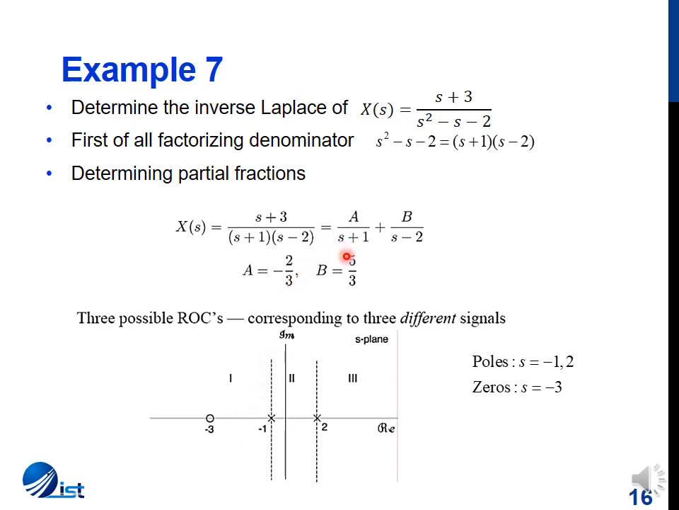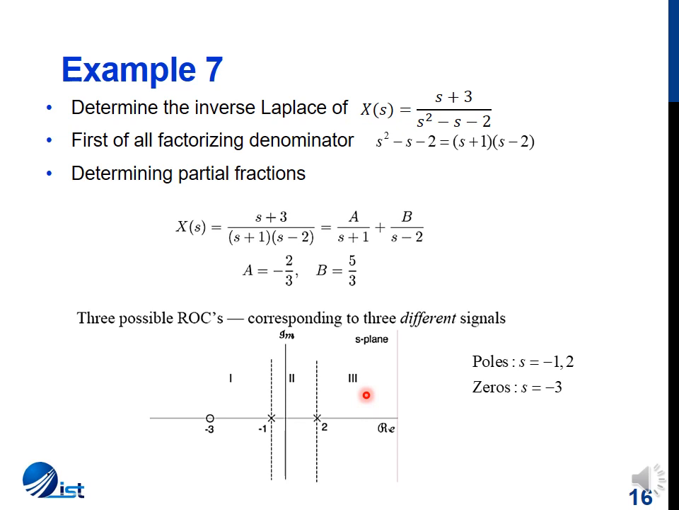Or as case 2, we can say that one of the functions is a left-hand sided function and the other function is a right-hand sided function, and our ROC is a strip between two poles, bound by the two poles. The third option is both of these functions are right-sided functions, and so our ROC is to the right of the rightmost pole.